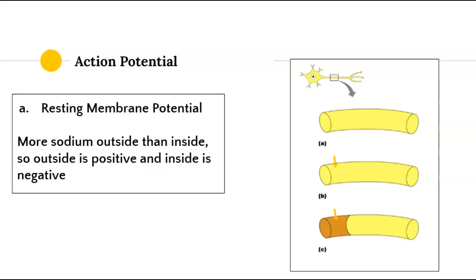I keep using this word. What are we talking about? What is an action potential? We are going to talk about the action potential in steps right here. Resting membrane potential is your basic negative 70. You have more sodium outside than inside, so the outside is positive and the inside is negative. This is when we're talking about all around an axon.